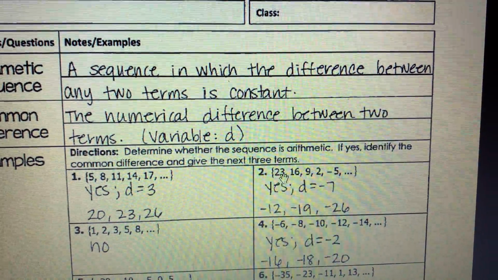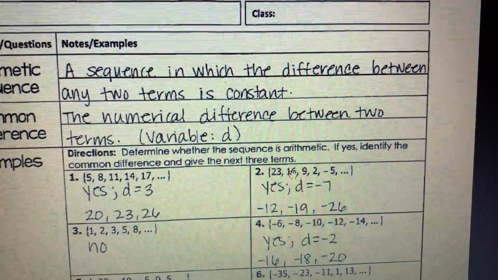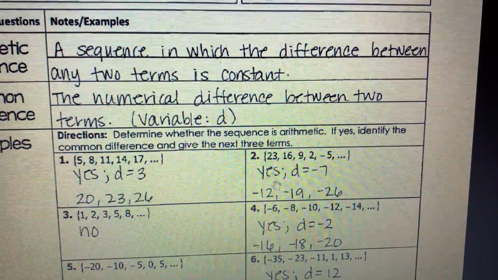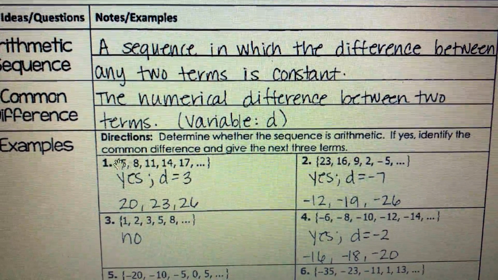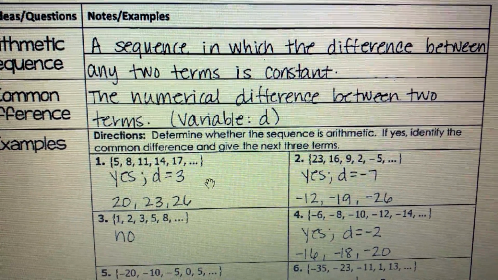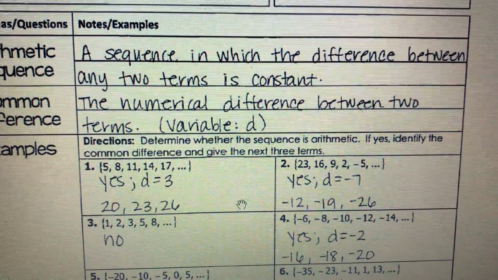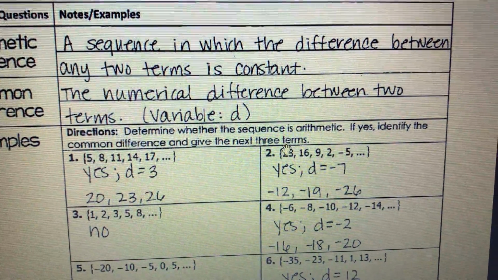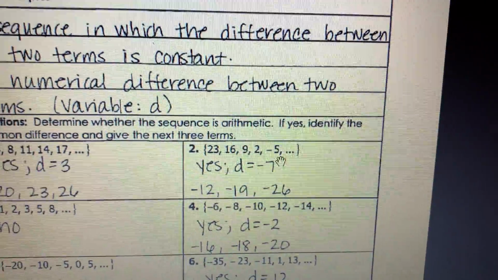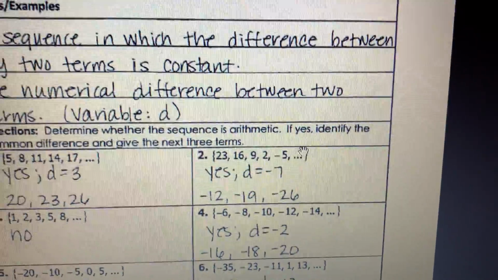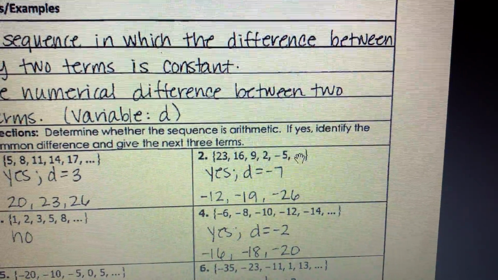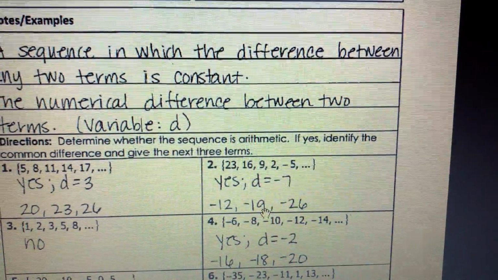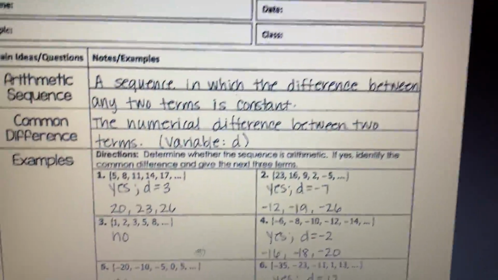And so as the numbers move on in the sequence, they get smaller. And so the difference is going to be negative 7. This one, it increased by 3, and so the difference, that variable d, was positive 3 because it increased. And if you needed to give the next three terms, like this is asking, well, if we're here at negative 5, the next term would be you just subtracting 7, which would be negative 12. And then the next term would be you subtracting 7 again, which would be negative 19, and so on.